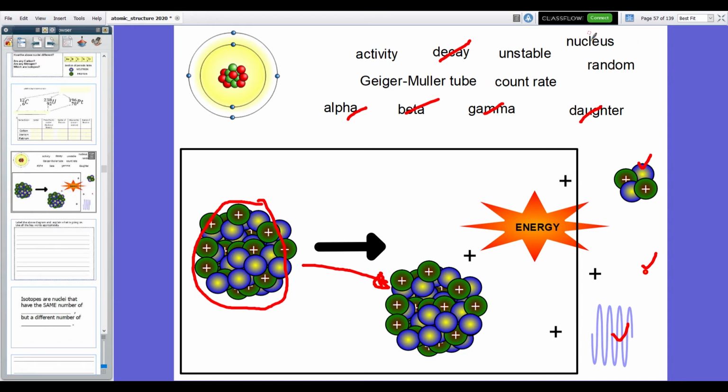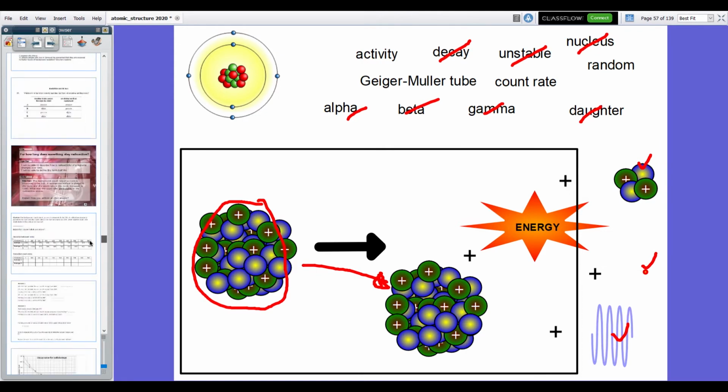It would be like a nucleus, and this was an unstable nucleus. I was going down a slightly different avenue when we did this in the other topics. We really talked about activity, count rate, and Geiger-Muller tubes. But fundamentally, this is what's going on here. We have an unstable nucleus, and it decays into something else, giving out alpha, beta, gamma, and energy. Fundamentally, that is what nuclear decay is.